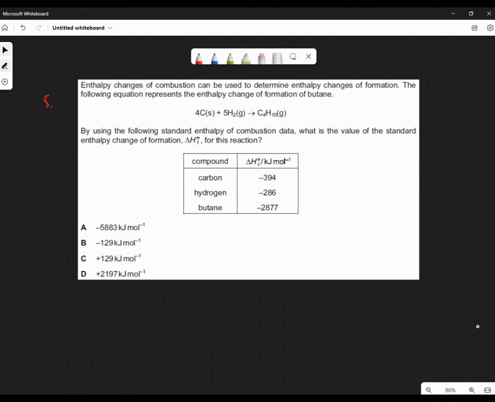All right, by using the standard enthalpy changes of combustion, what's the value of the formation? In other words, what's this? Let me write it down here in a bit of space. 4 carbons plus 5 hydrogens give me 1 butane. We're combusting them, so it's going to give me combustion products down here: 4 carbon dioxides and 5 waters. That will give me the same. So let's call the one we want delta HR. I'm going to call this delta H1, this delta H2.